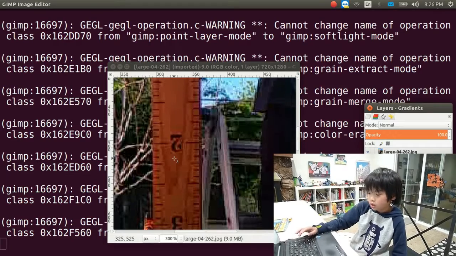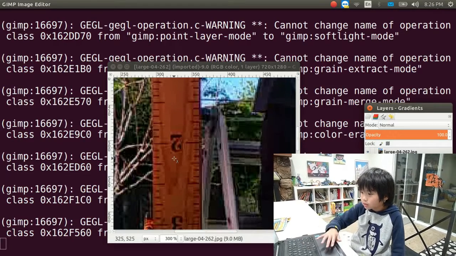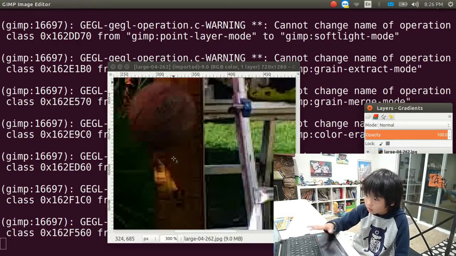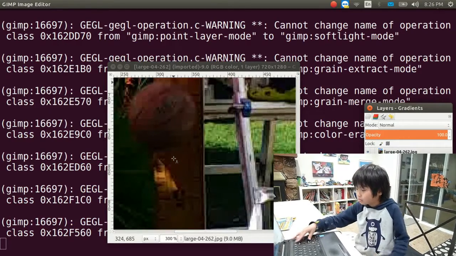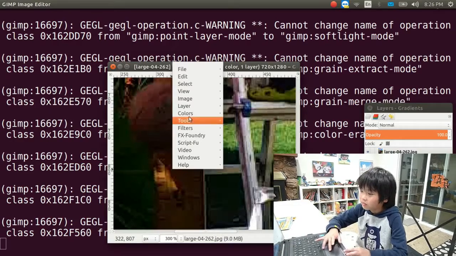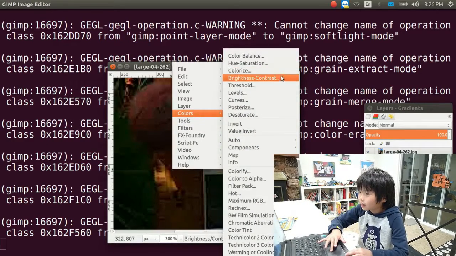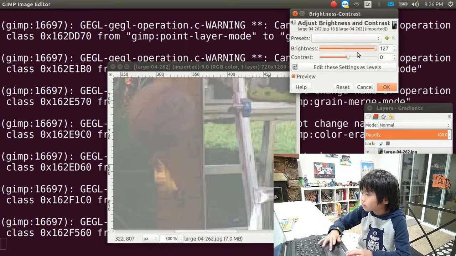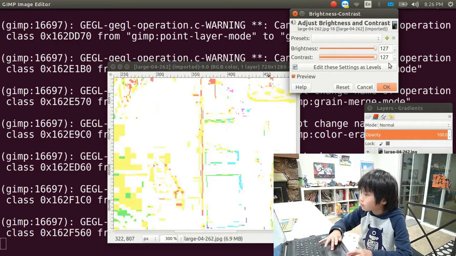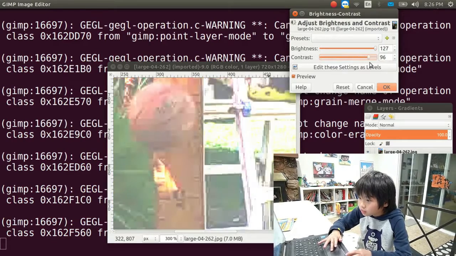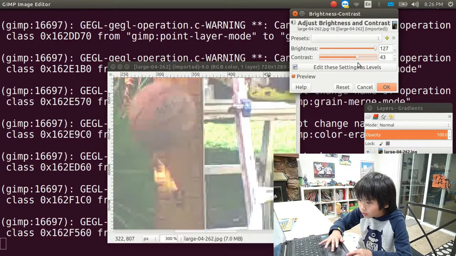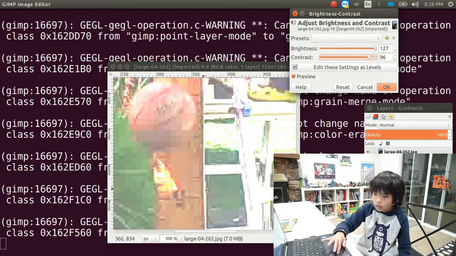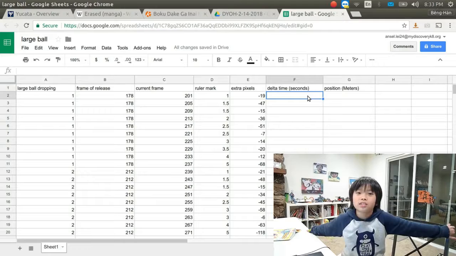I adjust the brightness and some contrast, so you'll be able to see the ball better and where it is. But sometimes it just makes it more blurry. Too bright. And that's about good.